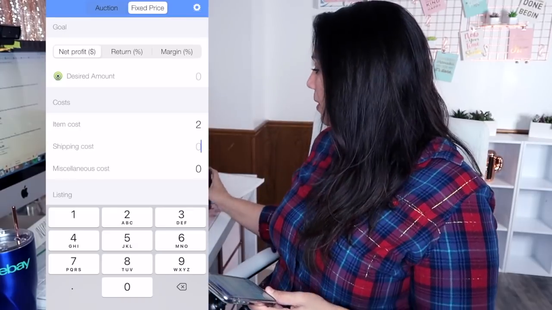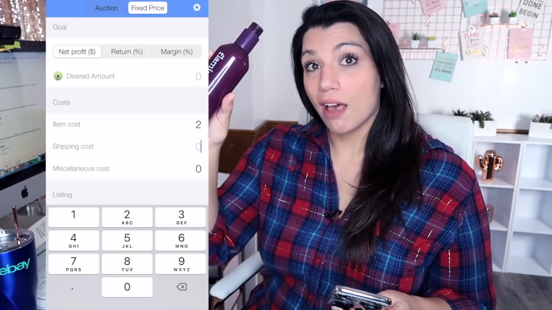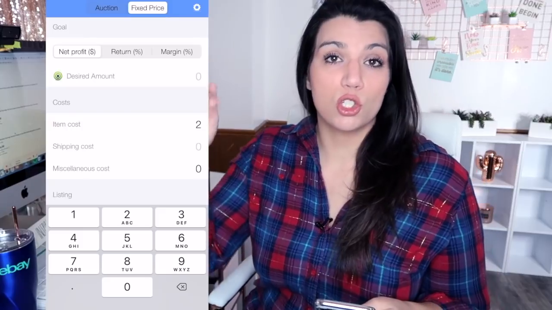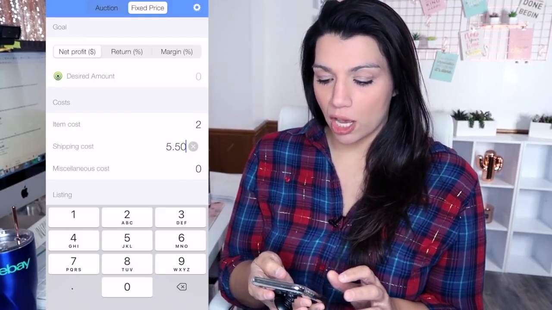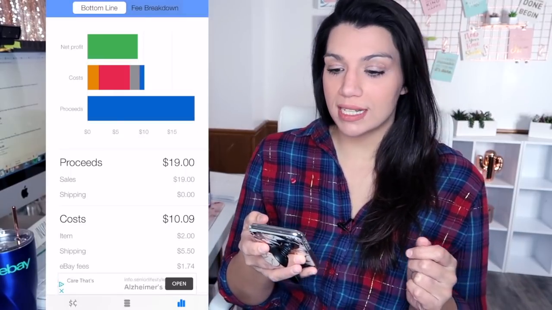Let's estimate the shipping cost. This is a 10 fluid ounce bottle, and it's not full now, but I was able to ship the other one first class. It was just under a pound with all of the packaging. So let's estimate the shipping cost to be about $5.50. And now we're going to hit results to calculate.